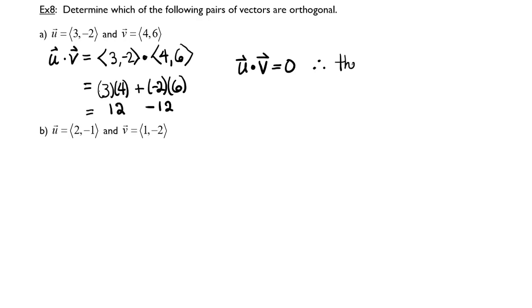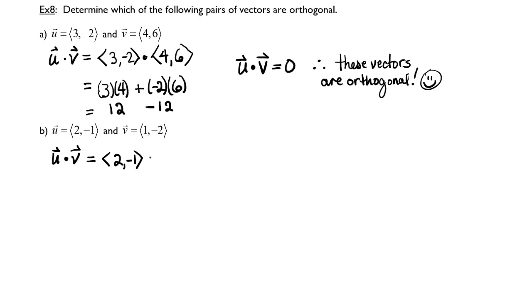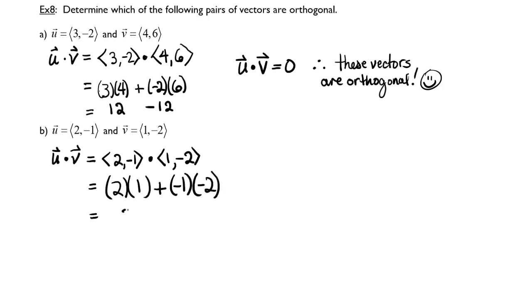Therefore, these vectors are orthogonal. Now let's try the next one. If we dot the vector u with the vector v, we will have the components 2, -1 dotted with the components 1, -2. If I multiply them respectively, I will have 2 times 1 plus -1 times -2. This will give me 2 plus 2, which equals 4. These vectors are not orthogonal.